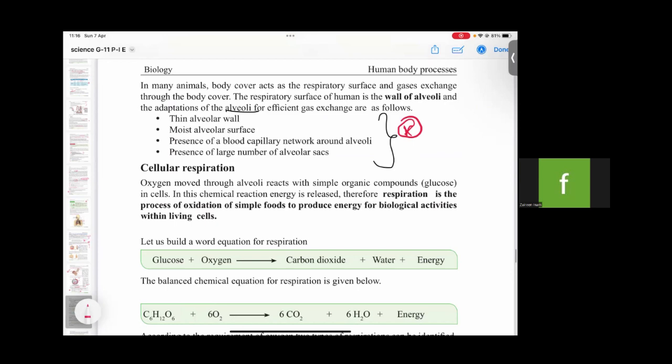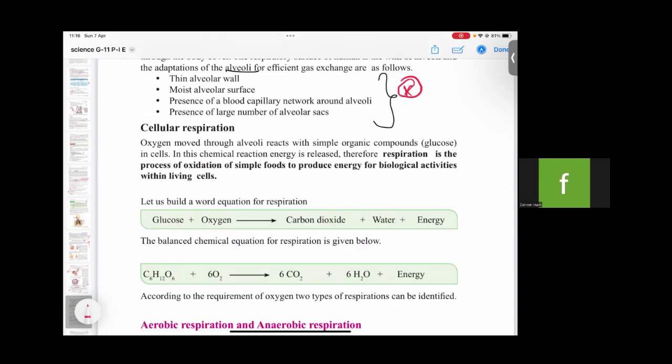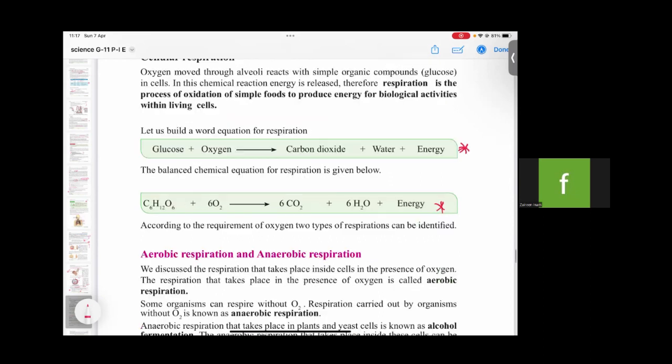Then we have cellular respiration. This is the last part of the respiratory function. So what is cellular respiration? It's very important. Why? This is how we get our energy. So oxygen moves through alveoli, reacts with simple organic compound, which is glucose. And during that chemical reaction, the energy will be released. So therefore, respiration is the process of oxidation of simple foods to produce energy for the biological activities within our living cell. This equation and these equations are compulsory. They are mandatory to be remembered.